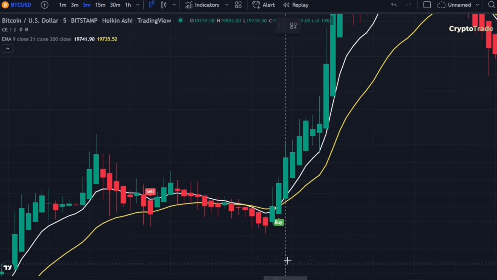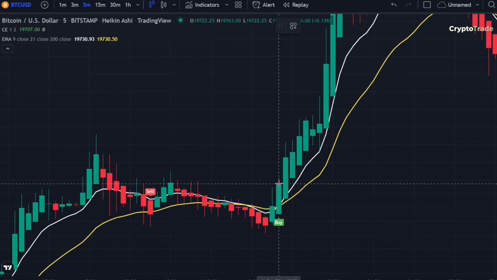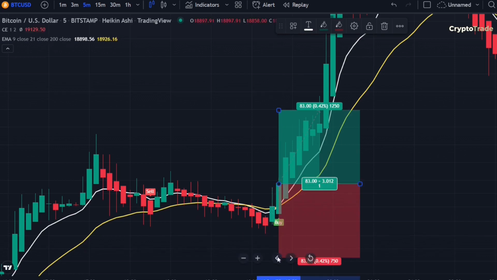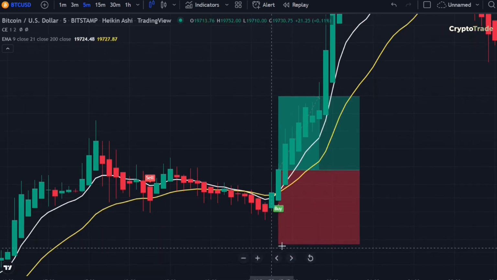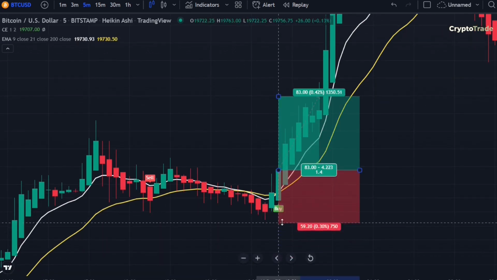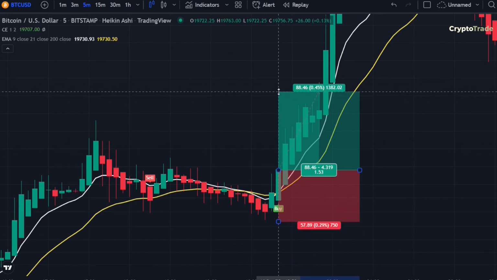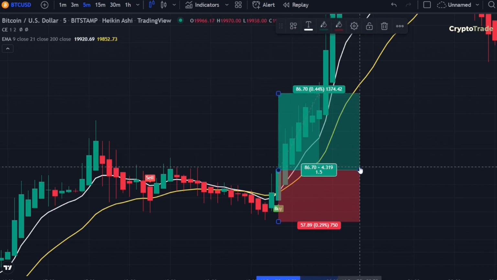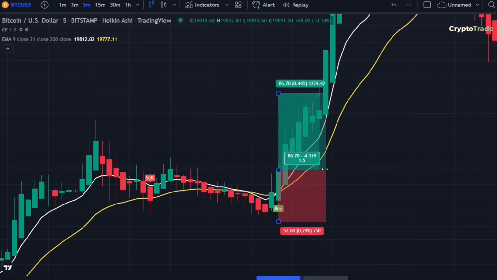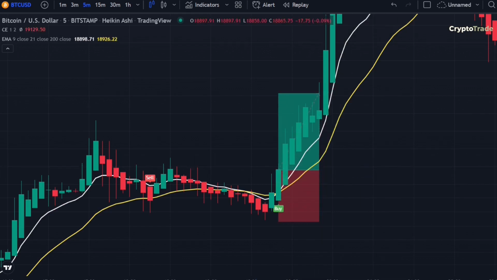As these conditions are met, place a buy order at the close of the green candle indicated by the chandelier exit buy signal. Place the stop loss below the nearest swing low. The risk to reward ratio will be set to 1 to 1.5. The market has reached the target and the trade has been successfully closed.